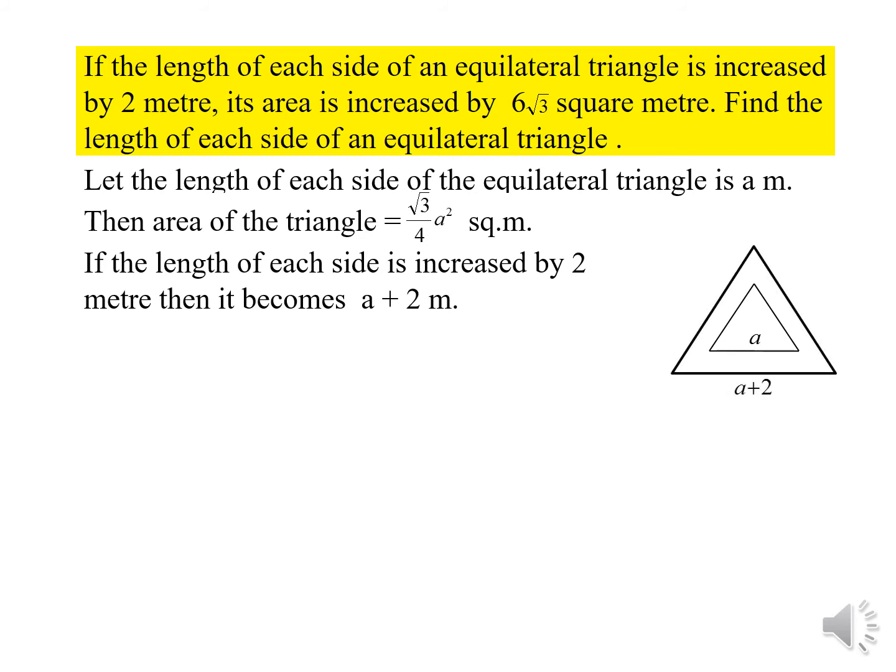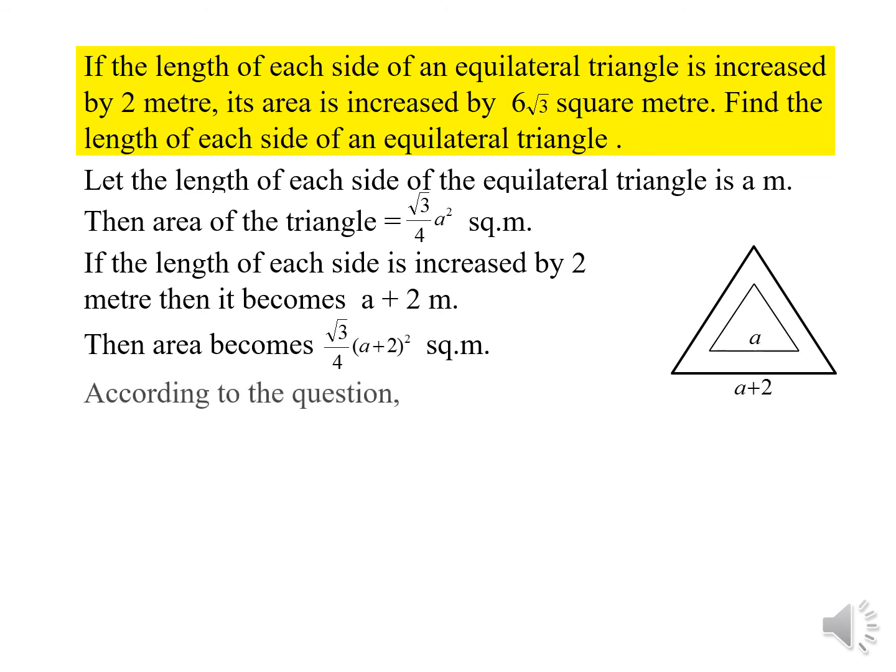We can see in the figure also the greater triangle whose length of one side is A plus 2, then its area will be root 3 by 4 (A plus 2) whole square. That is, we know the formula. If length of one side of an equilateral triangle is A, then its area is root 3 by 4 A square. Similarly, if length of one side is A plus 2, then its area will be root 3 by 4 (A plus 2) whole square meter.